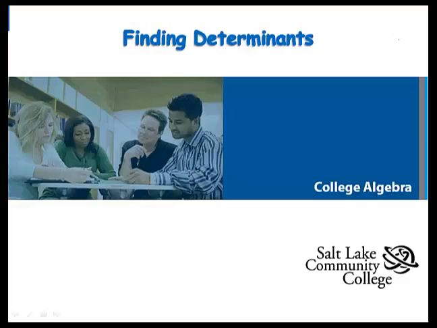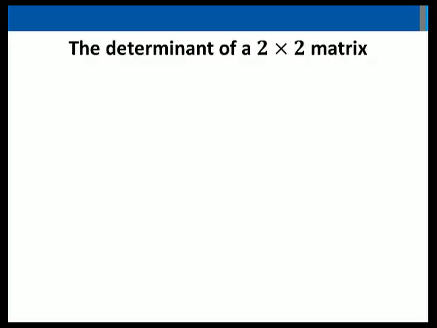This lesson covers finding determinants of matrices. We start with the determinant of a 2 by 2 matrix. The determinant of the 2 by 2 matrix with A, B in the first row, C, D in the second row is equal to AD minus BC.